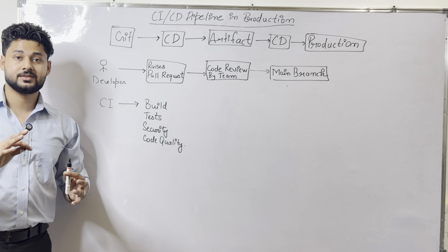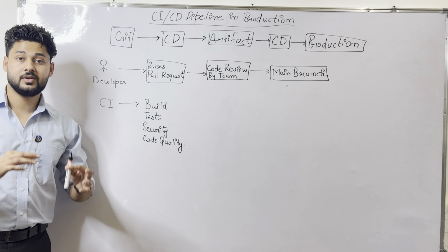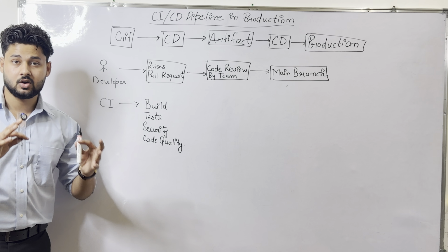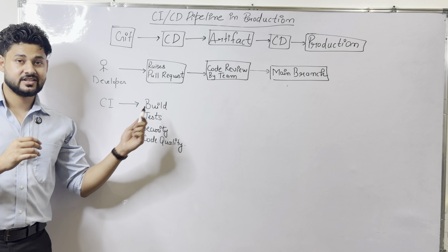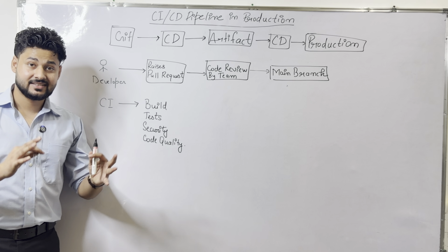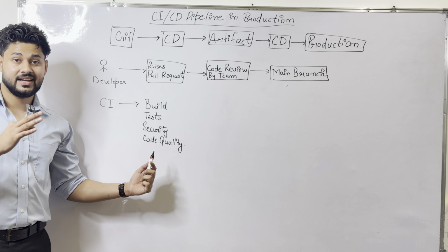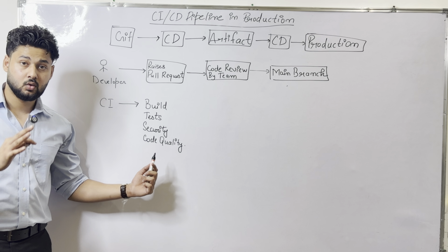CI basically means whenever a code change comes in, we automatically build it and run checks on it. Build means preparing your application so that it can actually run. Checks can be things like unit tests, integration tests, security scans, and code quality checks.